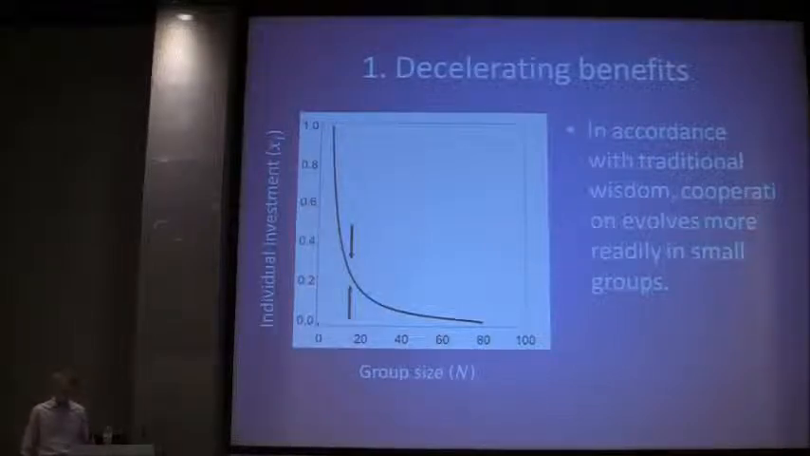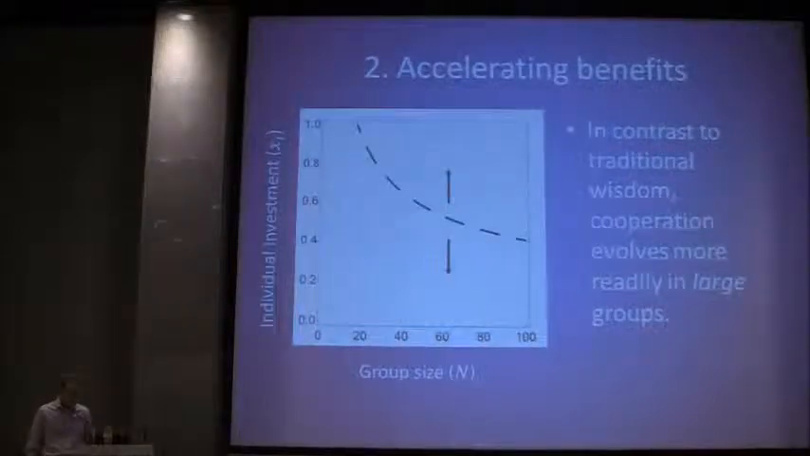So what then about synergetic benefits? Well, if you have these accelerating benefits, the synergetic ones, then the opposite applies. If the group is small, there is no point in joining. You can never gather enough contributions. So then you end up in a state of full defection. But if you have large group sizes, the opposite applies. Now it suddenly can make sense to join the effort. You just need to reach this initial threshold of investment, and then eventually the population ends up in a state of full cooperation.